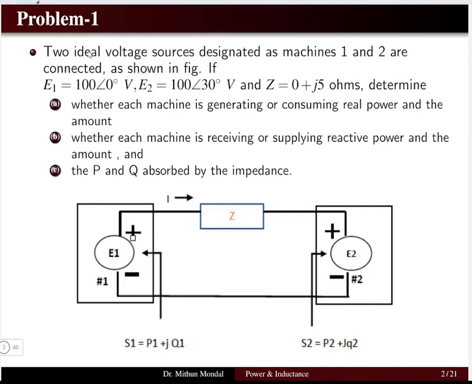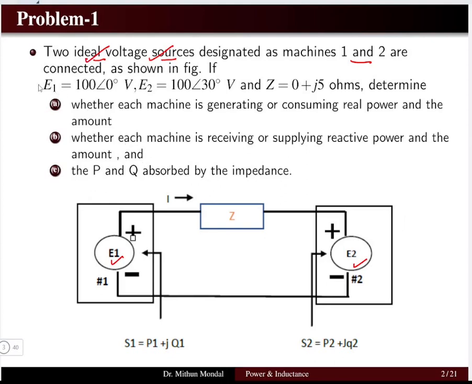You have two ideal voltage sources, designated as machines 1 and 2. So here you can see that machines 1 and 2 are basically two ideal voltage sources. What is an ideal voltage source? An ideal voltage source is one which does not have any losses.